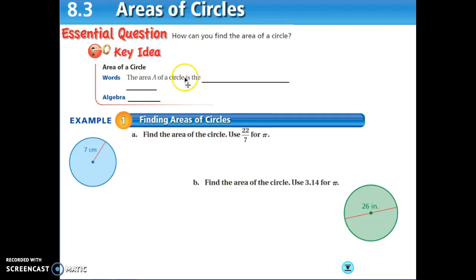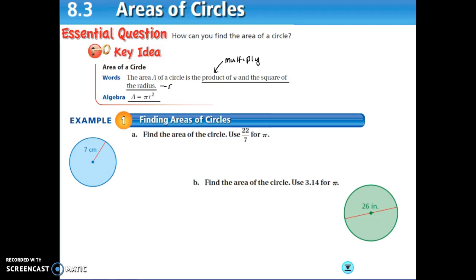For our key idea, the area of a circle is the product of pi and the square of the radius. That word product means multiply, so we are multiplying pi and the square of the radius, or r, of our circle. Algebraically, or as an equation, we have A equals pi times r squared.